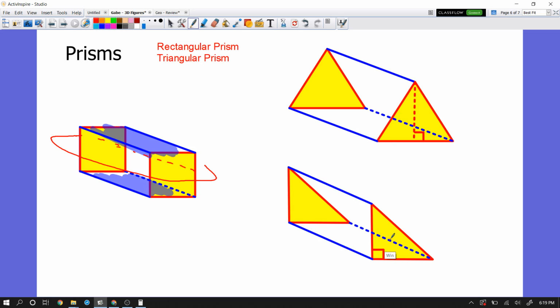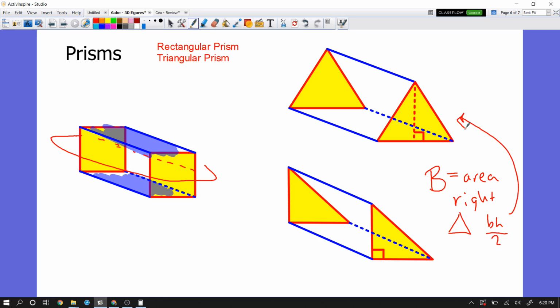This is also a triangular prism. The only difference is this is a right triangle. So what shape is the base? A right triangle. Capital B would be the area of a right triangle, which is just base times height divided by 2. Same thing with this one. We call that an equilateral triangle.